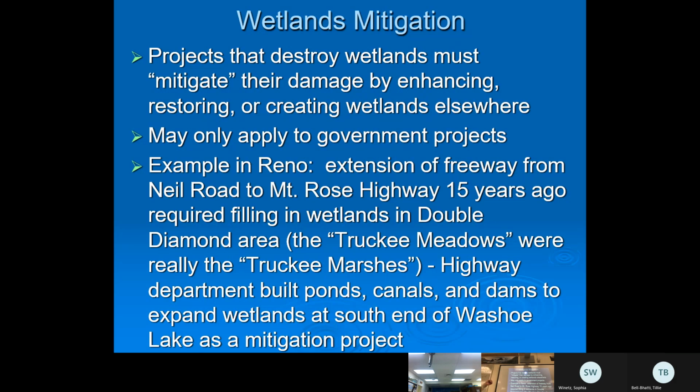So in Reno, down in the Double Diamond area, when the Mount Rose Highway was extended down there, when the freeway was extended, they filled in some wetlands. But in order to be allowed to do that, those wetlands had to be enhanced. An equal number of acres had to be enhanced, and they did that in Washoe Lake, closer to between Reno and Carson City. So sometimes they mitigate, sometimes they don't. If it's private, then you wouldn't have to mitigate at all. You could just fill it up and turn it into crops, right?